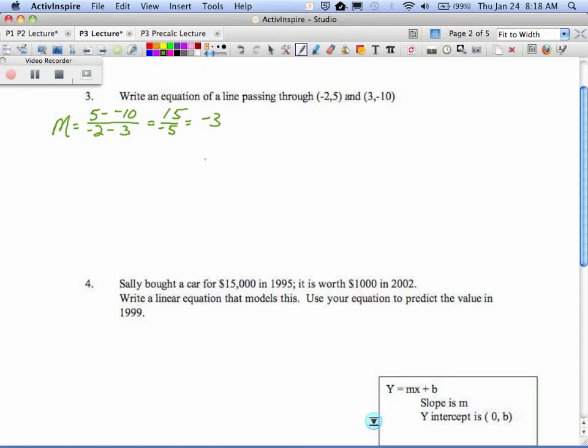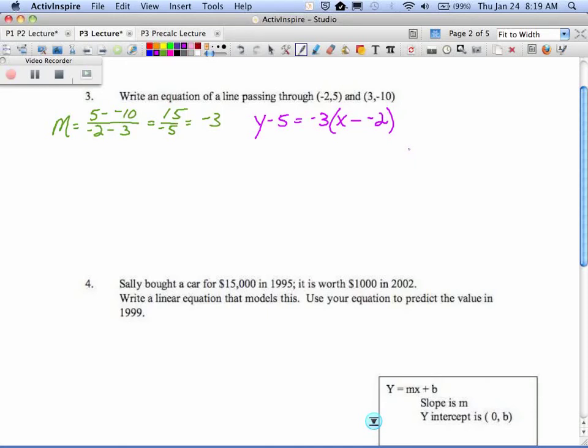Now, when I go to write my slope, or excuse me, my point slope form, I can choose either one of those points. It doesn't matter which one you pick. So if you're working in groups on a problem like this, I would say, okay, I'll use -2, 5, you use 3, -10, and then we'll see if we come up with the same answer at the end. But anyway, we'll go y minus 5, -3, x minus negative 2. I think one of the common mistakes is people take the number that's on the left and put it on the left, and the number that's on the right, put it on the right. But get your x in the right spot and get your y in the right spot.